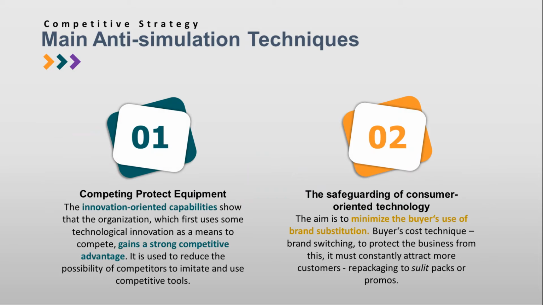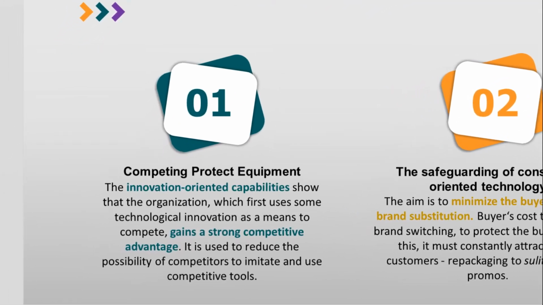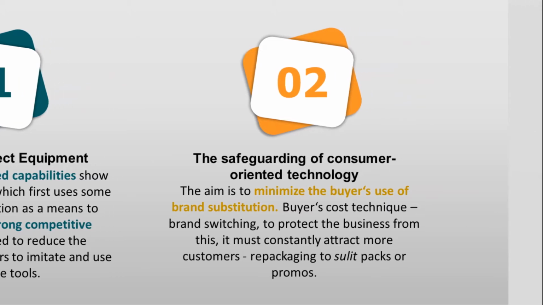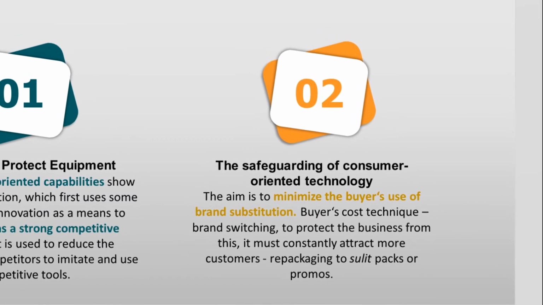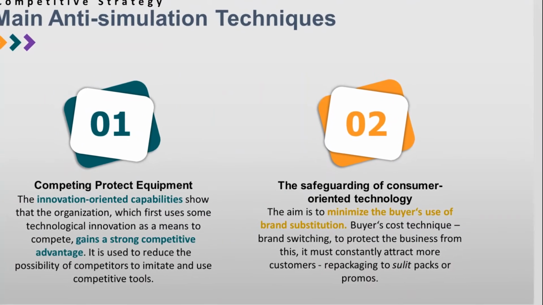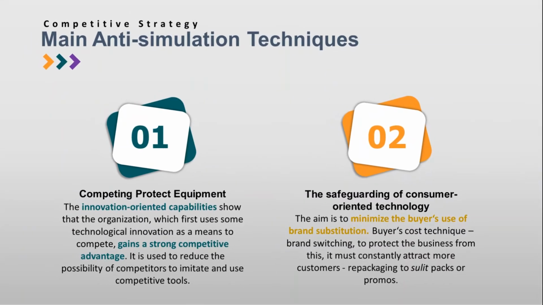There are two main anti-simulation techniques that are identified as individual because the implementation of each of them uses a different strategic orientation. First one is the competing protecting technique, and the second one is the safeguarding of consumer-oriented technology. The competing protecting technique is used to reduce the possibility of competitors to imitate and use competitive tools. It is emphasized that the use of this technique requires the management to have a particularly good understanding of the market in terms of the competition. Competing technique is used to protect these facilities.